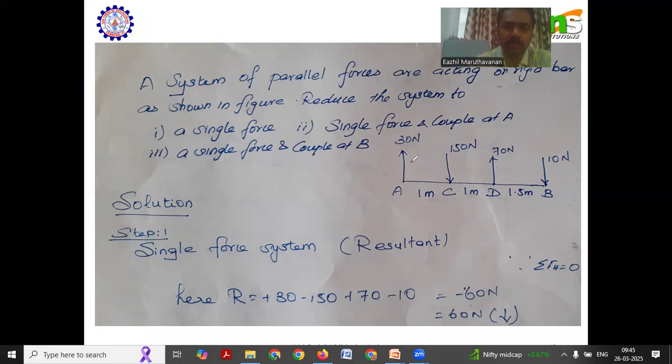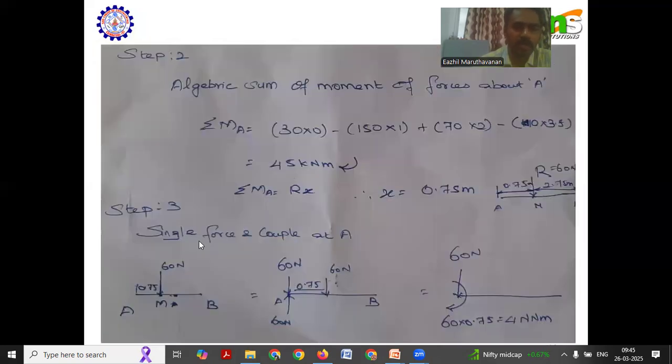30 Newton acts in the upward direction, 115 downward, 70 upward, and 110 downward. So the resultant force is minus 60 Newton, that is 60 Newton in the downward direction. Now we have to identify the position of the resultant. To find the position of the resultant force, we use Varignon's theorem: F1 d1 plus F2 d2 plus F3 d3 is equal to R into d. This formula needs to be used to identify the position of the resultant force.